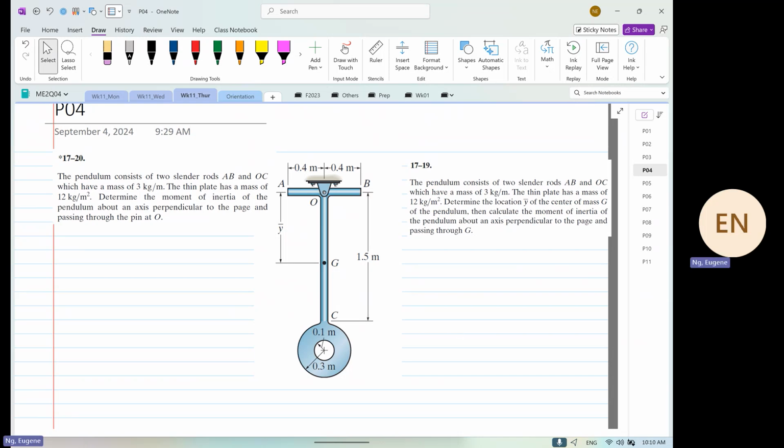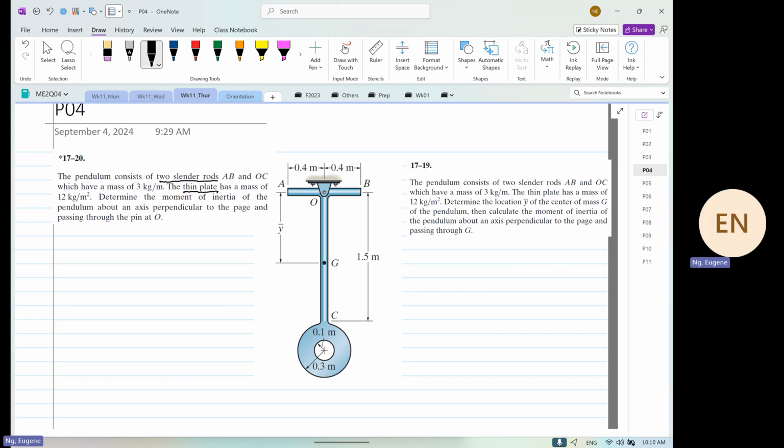The pendulum consists of two slender rods. Okay, so again, it tells us what it is. AB and OC, which has a mass of 3 kilograms per meter. The thin plate, again, look at what component is telling us. The thin plate has a mass of 12 kilogram per meter squared. Determine the moment of inertia of the pendulum about an axis perpendicular to the page and passing through this pin at where? At O.